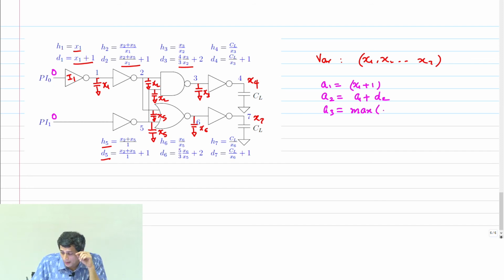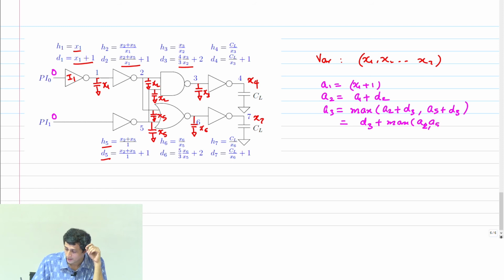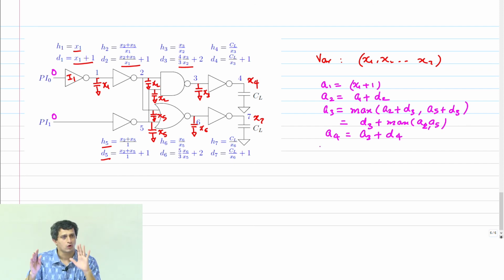Now you should be careful. Max of A2 plus D3, comma A5 plus D3. Okay, this I can remove D3 common. D3 plus max of A2 comma A5. Okay. A4 I can write in a similar way, right? Which is basically arrival time at A3 plus D4. Right? I can now write down all these things.